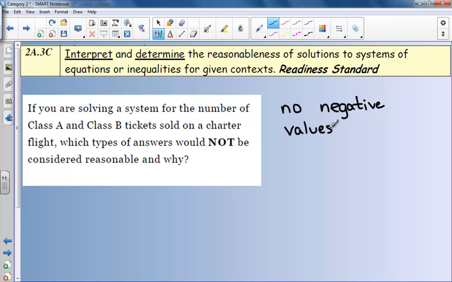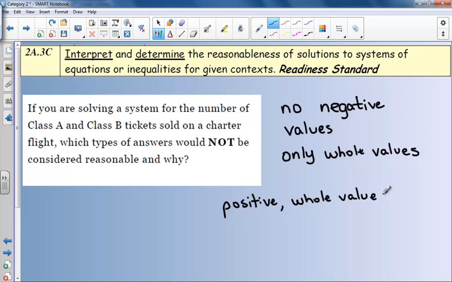Let's be positive. Okay, that's not the only restriction though here. We also have to have whole numbers because we can't sell, so this is a discrete situation. We can't have parts of a ticket. So our answers would all have to be positive, whole values.